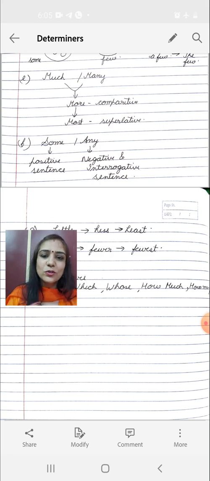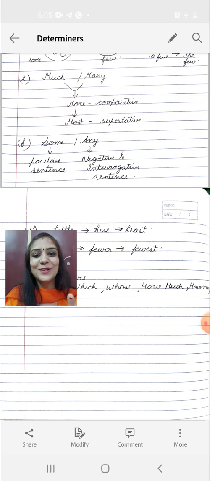So if the sentence is negative or interrogative, I'll use any. So all those students who get confused a little bit over here, the concept is clear. The sentence is positive, some. The sentence is negative or interrogative, any. And any is always followed by a singular noun. It cannot have a plural noun. I cannot say, yes, there were any students in the class. No, there wasn't any student in the class. That way I'm going to give the answer.